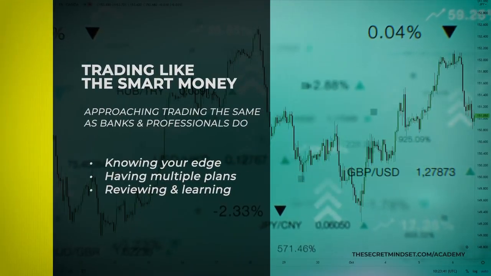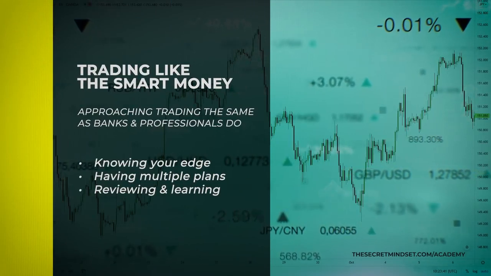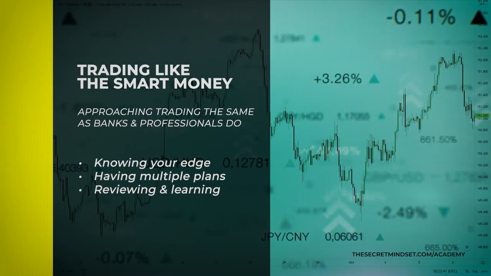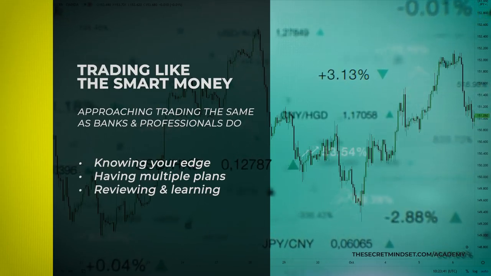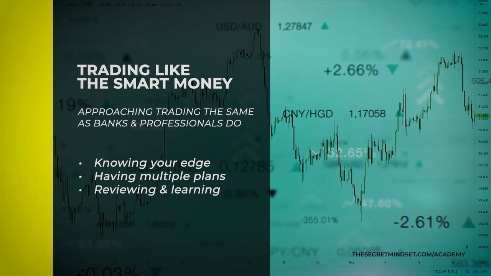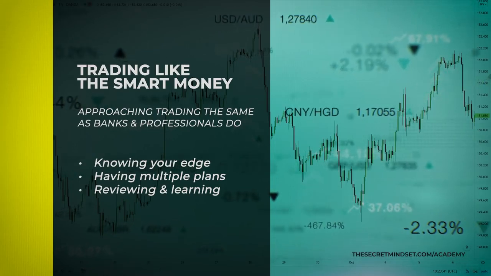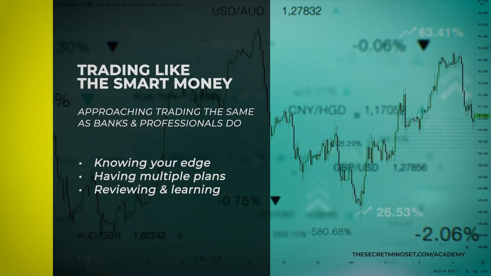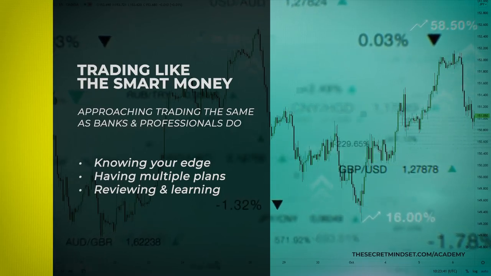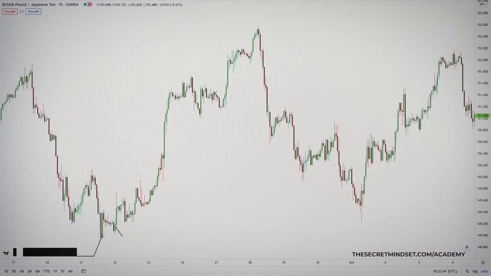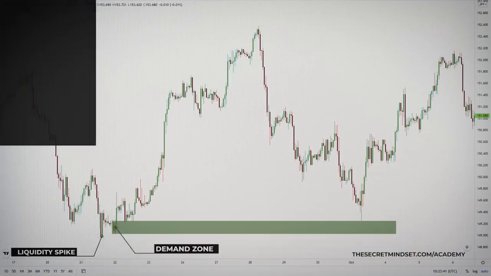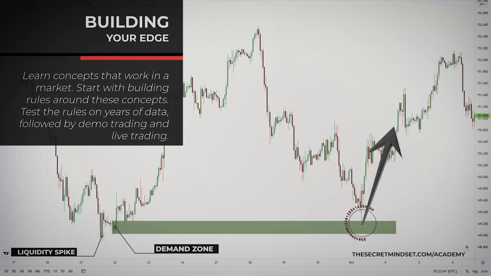You can start trading like the smart money by following these principles: knowing your edge, having multiple plans, and reviewing and learning. These are the most important points to consider when you want to become a profitable trader, not by learning a concept that banks supposedly use, but by approaching trading the same as banks and professionals do. It's absolutely vital to know your edge. Without an edge, you will probably fail. How do you get one? By learning concepts that work in a market. Then you start with building rules around these concepts. The next step is testing it on years of data, followed by demo trading and live trading.